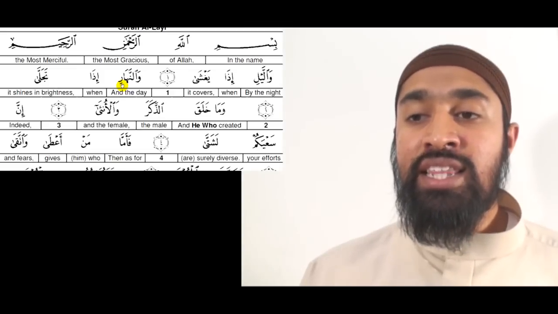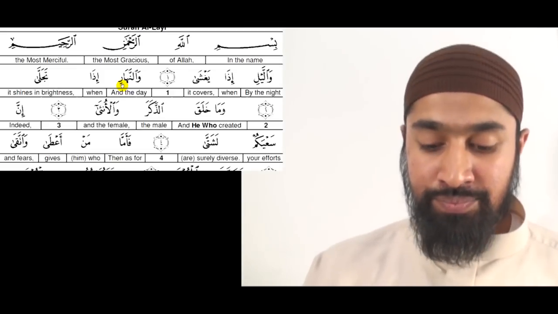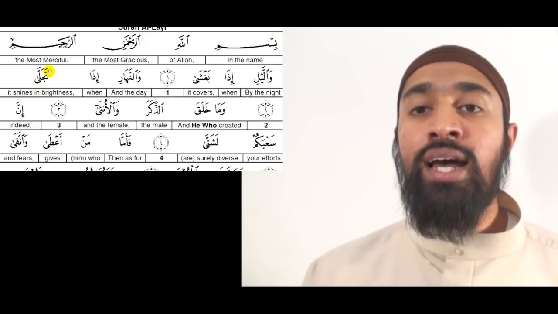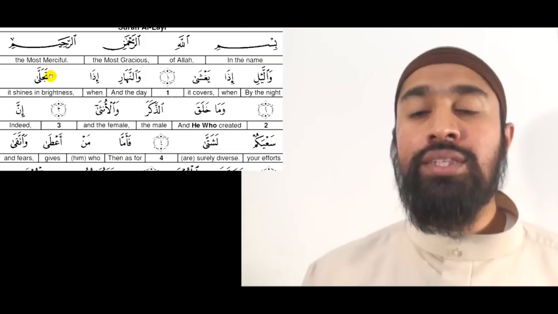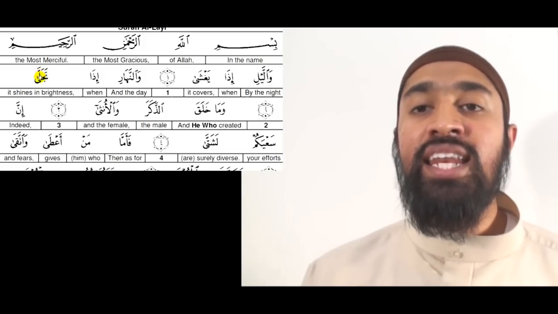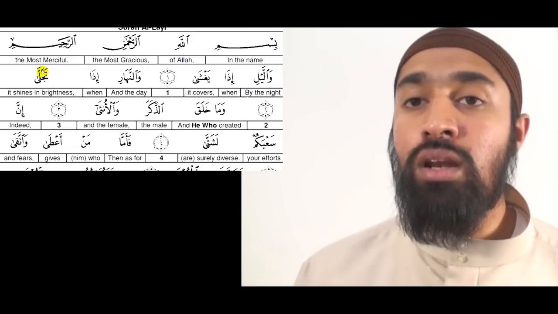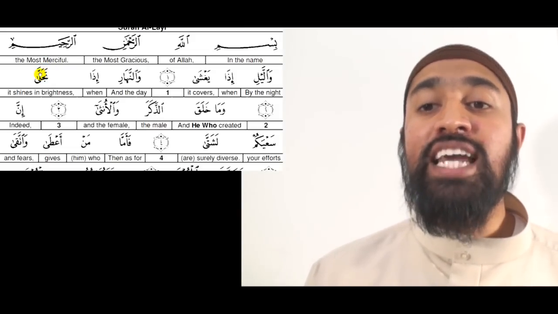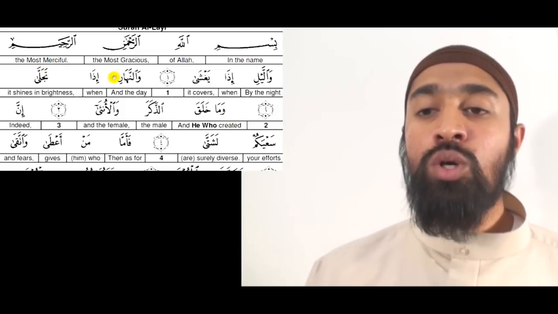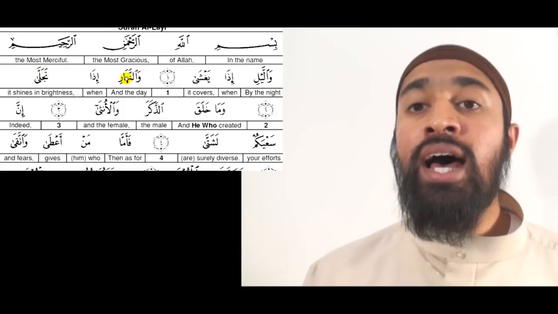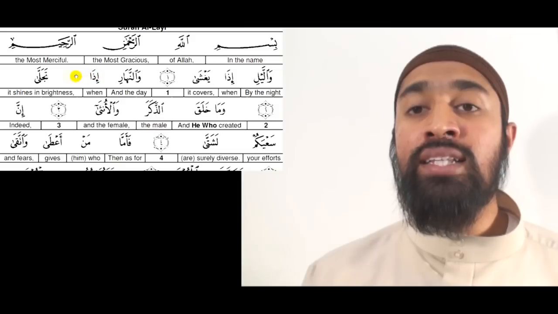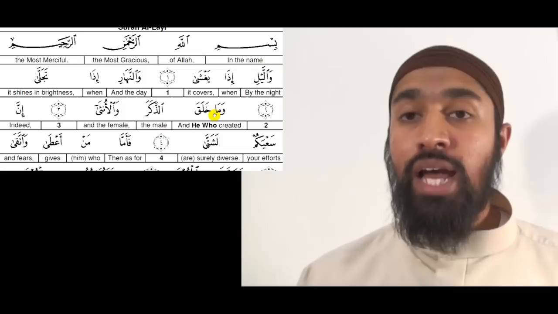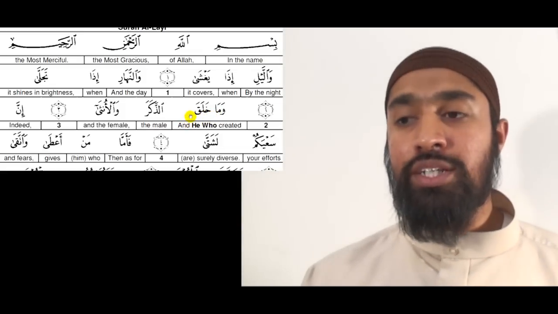wan-nahari idha tajalla. Ta, jim, lam shadda, tajalla. Make sure you're not saying tajalla with a heavy sound. Open your mouth and make the ah sound. Wan-nahari idha tajalla. Verse number 3 has the heavy light transition going on here.